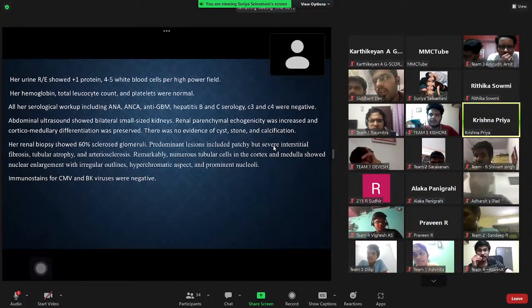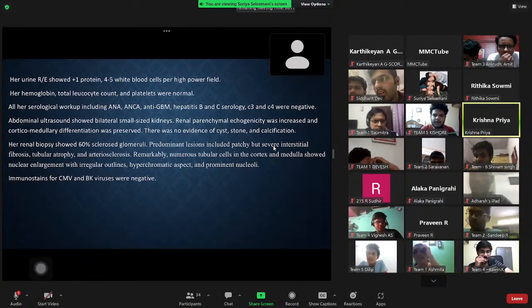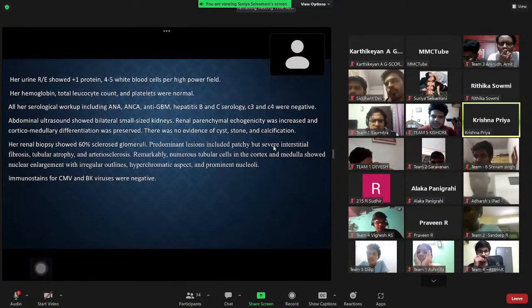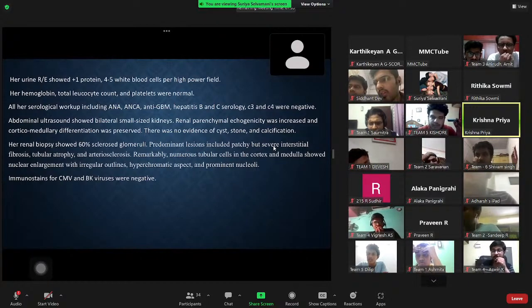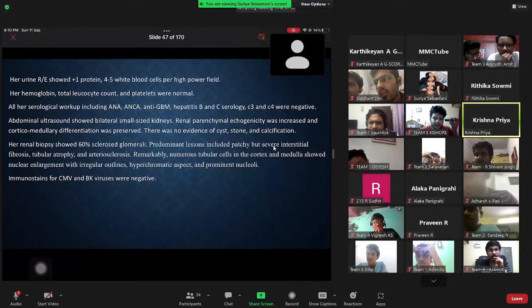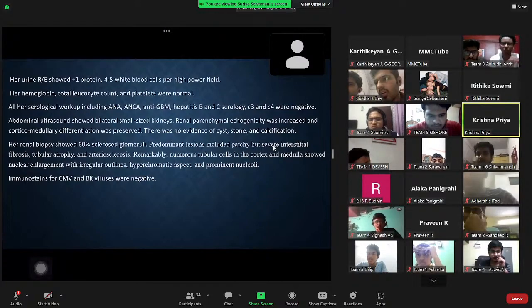Her urine protein examination showed proteinuria. Hemoglobin, total leukocyte count, and platelets are normal. Serological markers were negative. Abdominal ultrasound showed bilateral small size kidneys. Otherwise, it was normal. Her renal biopsy showed 60% sclerosed glomeruli. Predominant lesions include patchy but severe interstitial fibrosis, tubular atrophy, and arteriolosclerosis. Remarkably, numerous tubular cells in the cortex and medulla showed nuclear enlargement with irregular outlines, hyperchromasia, and prominent nucleoli. Immunostains for CMV and BK virus were negative.